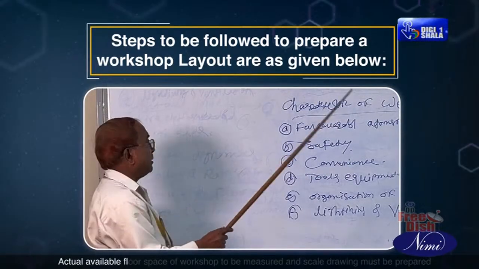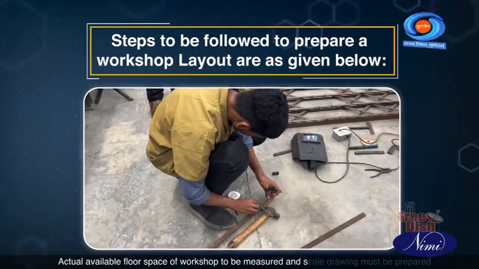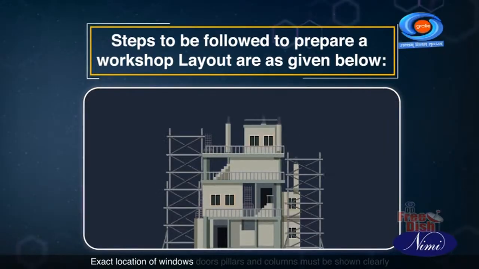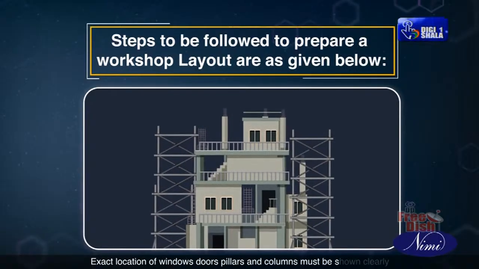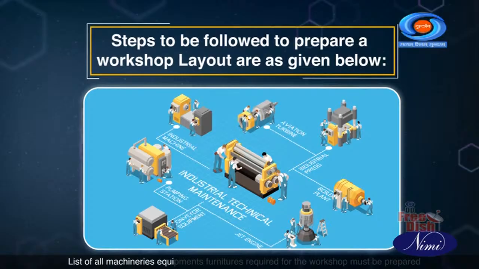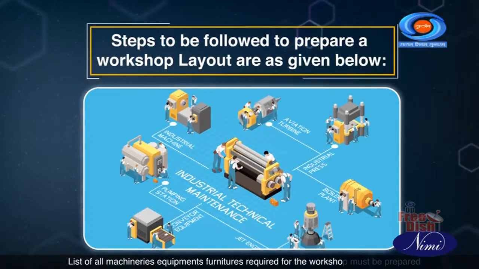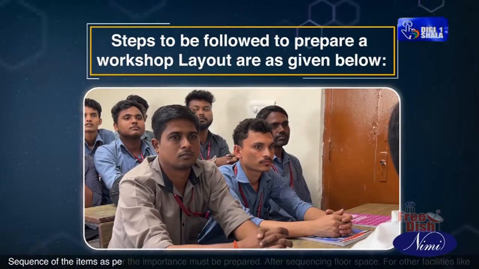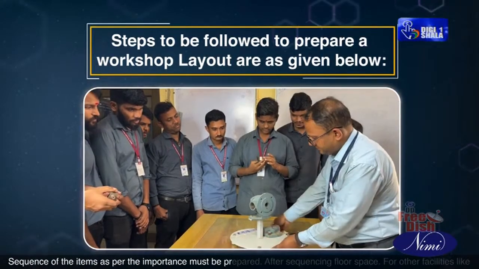Actual available floor space of the workshop is to be measured and a scale drawing must be prepared. Exact location of windows, doors, pillars, and columns must be shown clearly. A list of all machineries, equipments, and furnitures required for the workshop must be prepared. A sequence of the items as per their importance must be prepared.